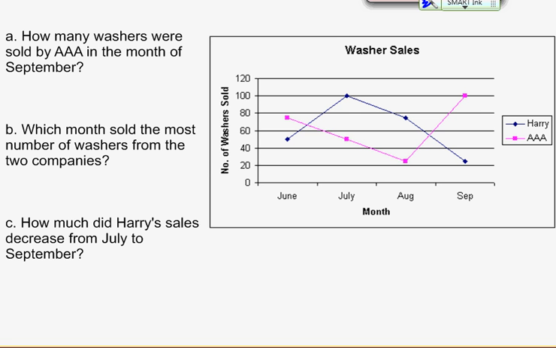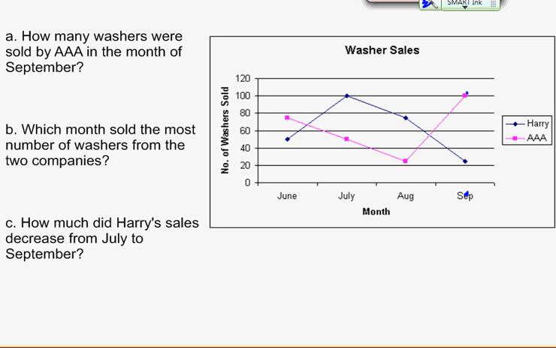Okay, so we're looking at this double line graph and understanding how this can be a comparison also. So it says how many washers were sold by AAA in the month of September. All right, so we're going to go here to our legend. AAA is the purple, and we want to go to the month of September. Here's September, purple. Quick answer would be 100 washers.